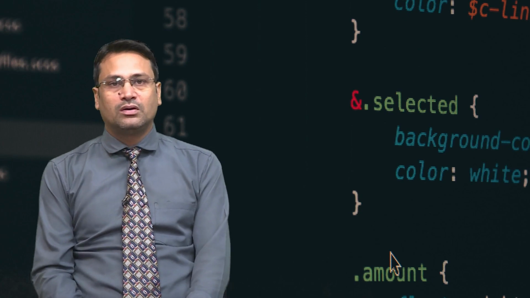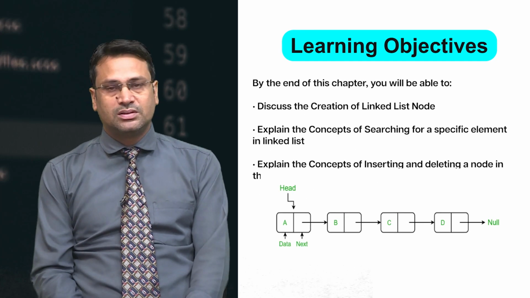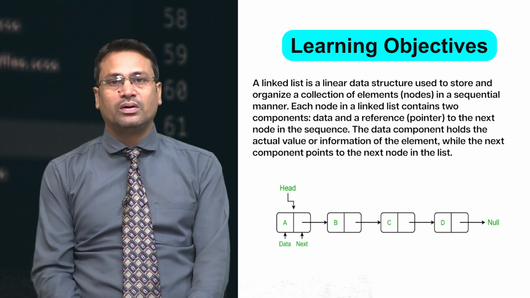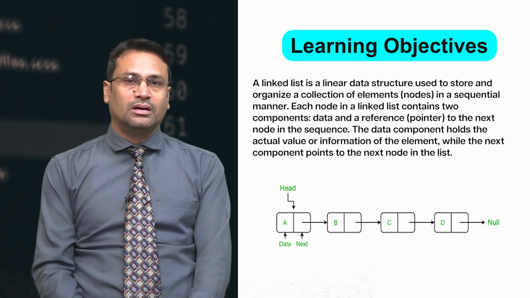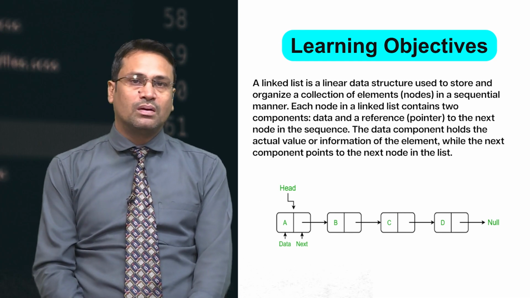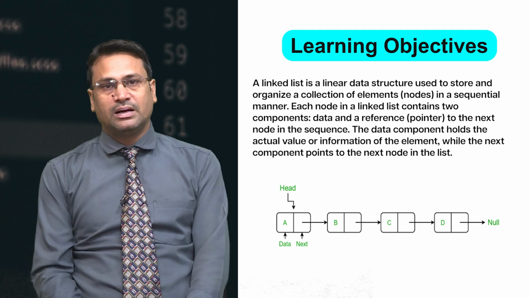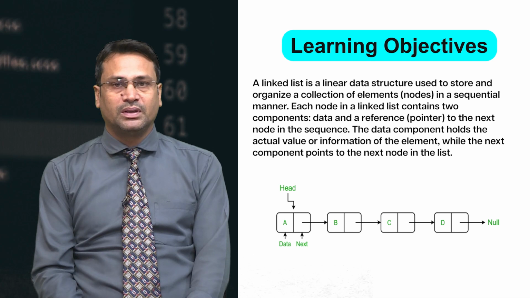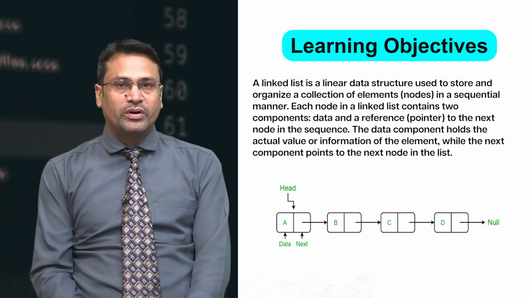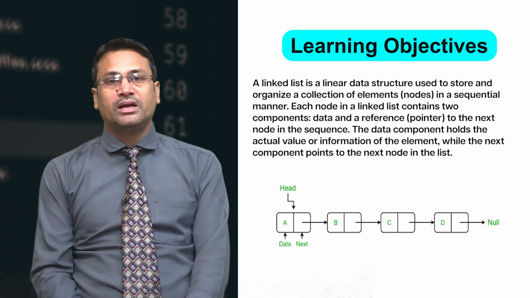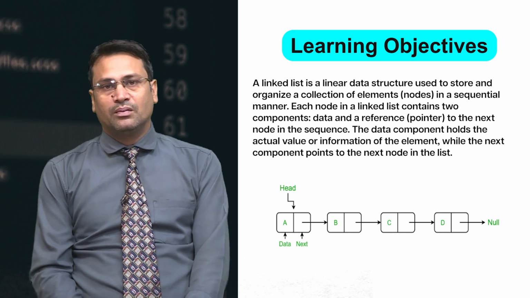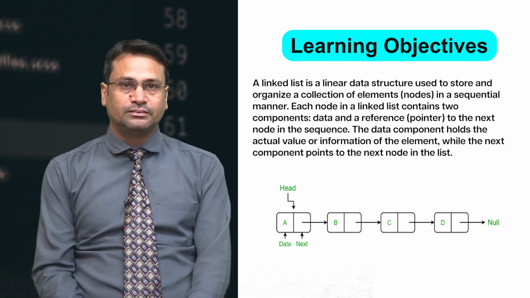So, we will talk about what is linked list and what is the definition of linked list first. A linked list is a linear data structure used to store and organize a collection of elements, that we can also know as nodes, in a sequential manner. Each node in a linked list contains two components. The first component is data and the second component is reference, or sometimes we can say it is a pointer to the next node in the sequence. The data component holds the actual value or the information of the element, while the next component, that is reference or pointer, points to the next node in the linked list.